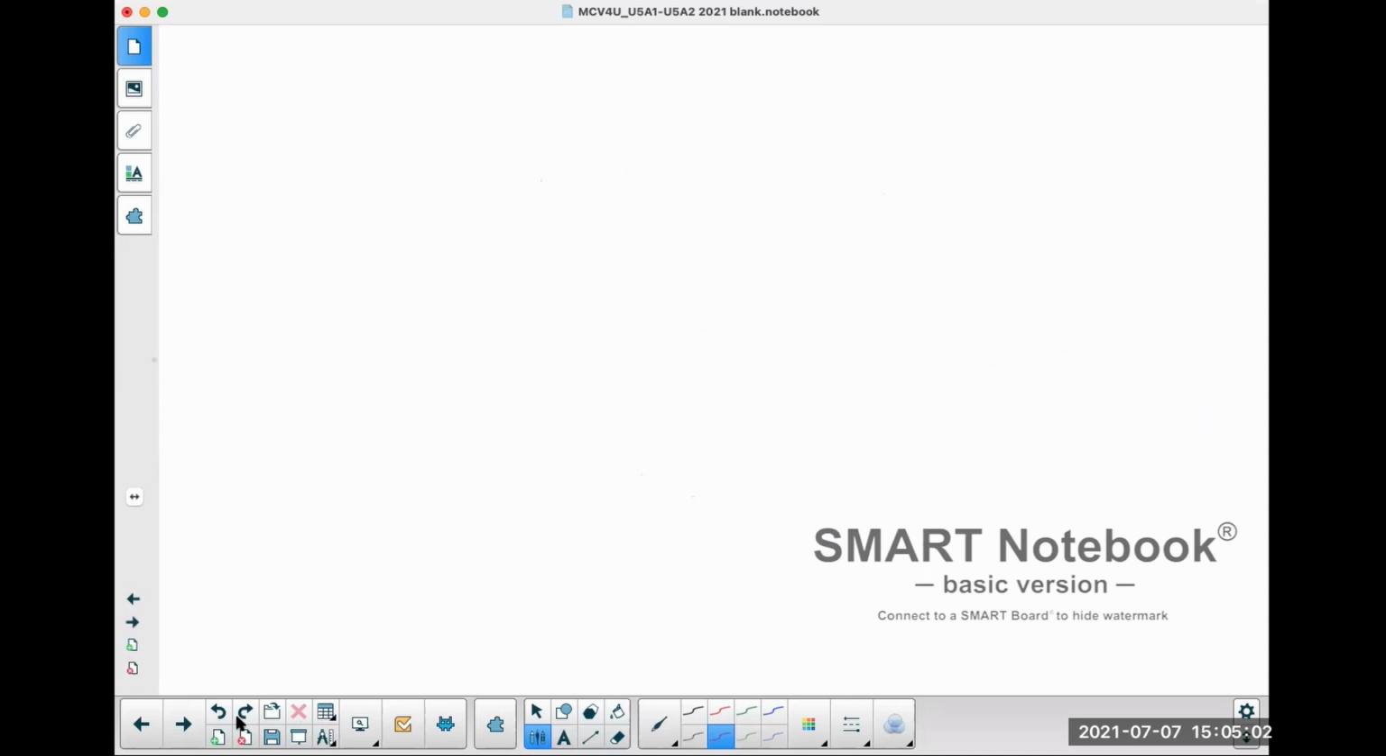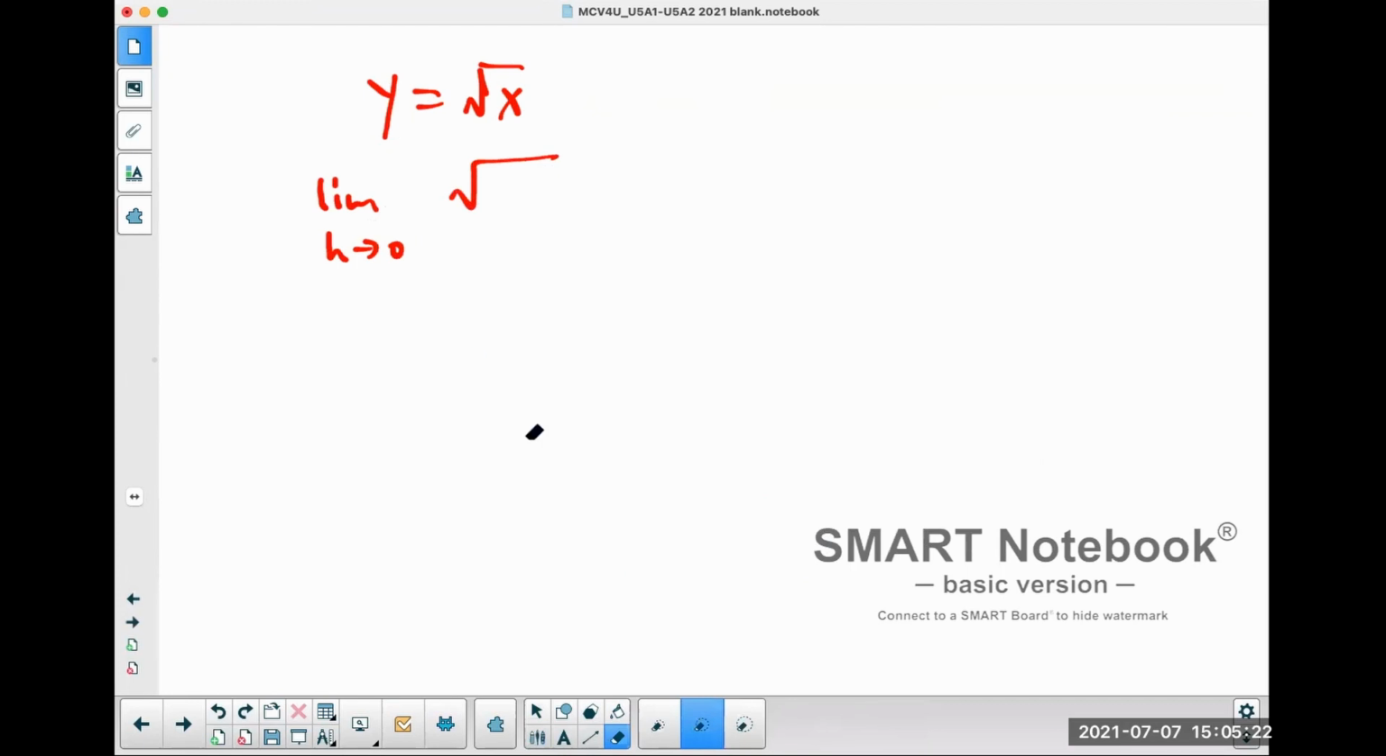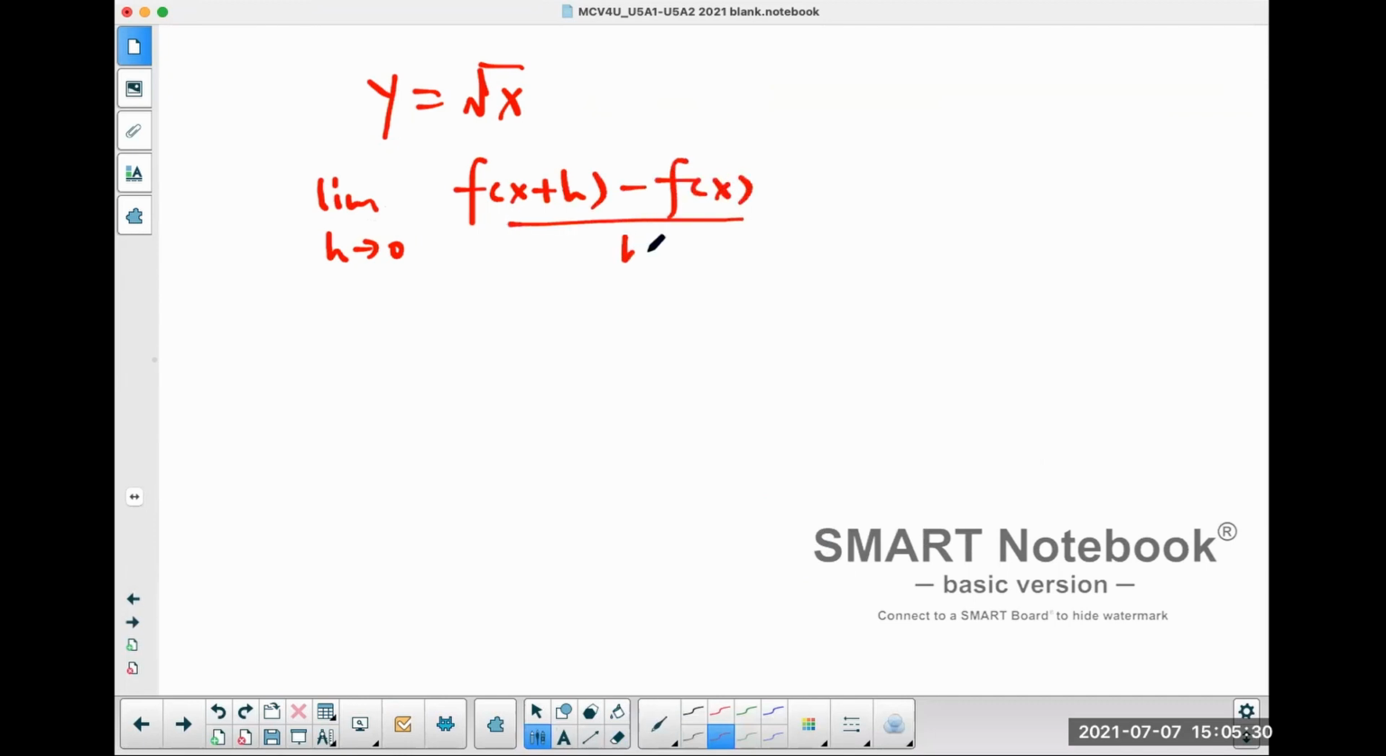Well, let's do it one more time. Why am I doing this one more time? Well, because you are writing a unit 1 test and you will get some square root functions. So might as well practice one more time. Limit h approaches 0. Actually, let me write out one more step. f at x plus h minus f at x, divided by h.